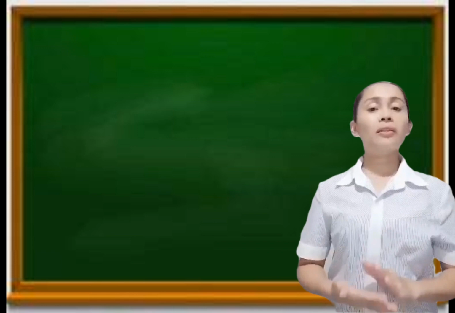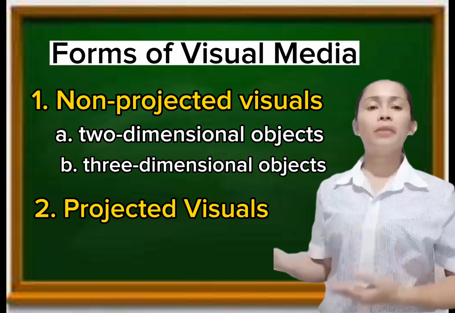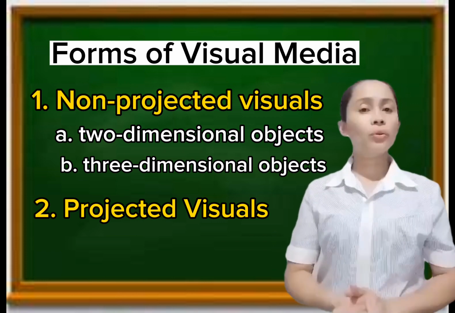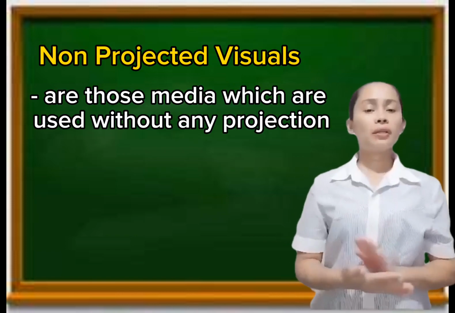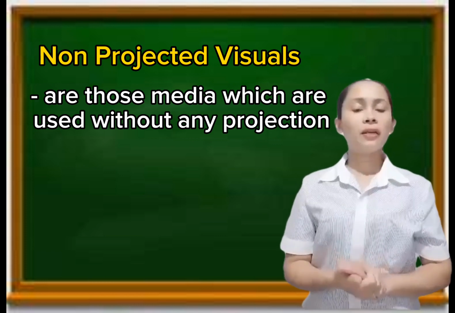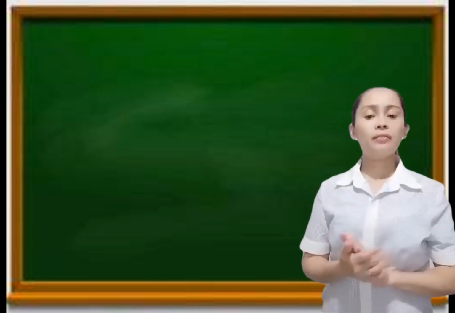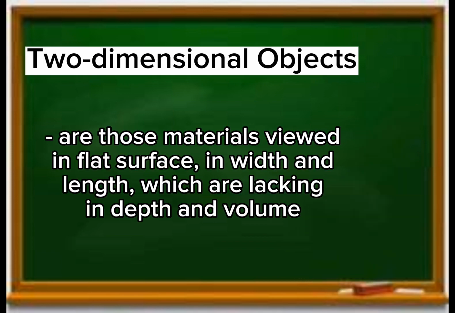So let's now talk about the different forms of visual media, the non-projected visuals and projected visuals. Non-projected visuals has two types, the two-dimensional objects and the three-dimensional objects. Non-projected visuals are those media which are used without any projection, so they translate abstract ideas to realistic form. And in non-projected visuals, we have the two-dimensional objects. The materials are viewed in flat surface, in width and in length, which are lacking in depth or volume.